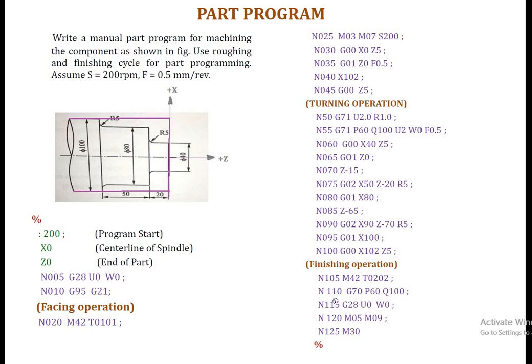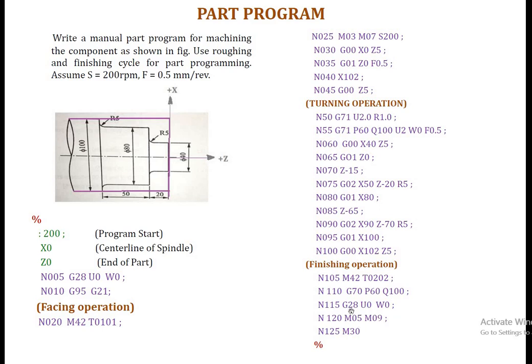Next, N110 G70. Obviously G70 is the finish cycle for the turning operation. P60 Q100. It will follow the same machining operation from sequence number 60 to 100 for the finishing operation, that is from this position to this position. So this is the completion of the finishing operation for the turning operation.